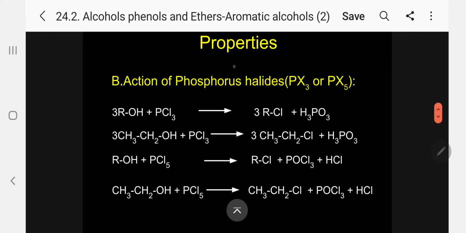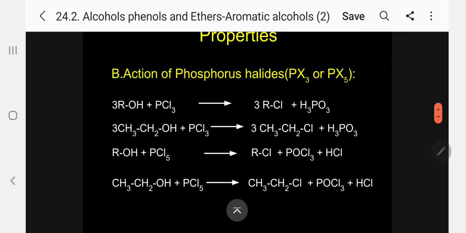The next three, under section B, because we are preparing the same halide but with a different reagent. The first one was Lucas reagent. Now we are going to use phosphorus halides, phosphorus trichloride and phosphorus pentachloride. Kindly follow. This is a general method: 3 ROH with PCl3 gives 3 RCl and phosphorus acid, H3PO3.